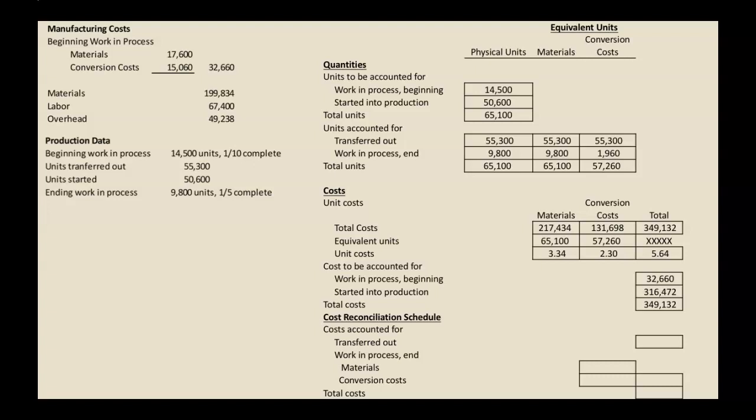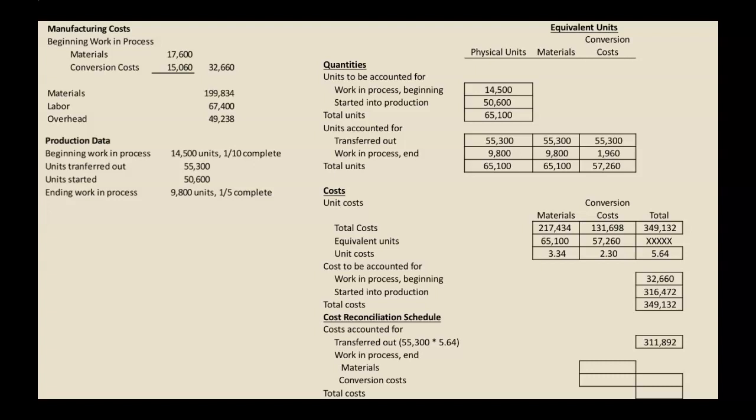So now we can move down into the cost reconciliation schedule portion. And we need to know the cost accounted for our transferred out units. So how are we going to find this? Well, we take the number of units that we transferred out. That's our 55,300. And we multiply it by the total unit cost. Because if these units were transferred out, they are 100% complete, right? So we take 55,300 times $5.64, and the units that were transferred out cost $311,000.